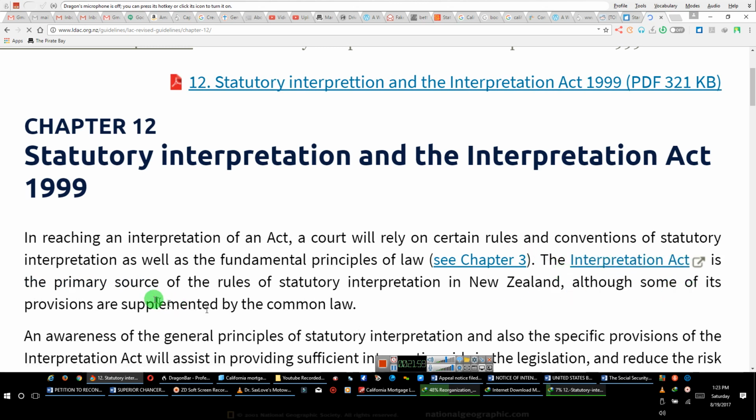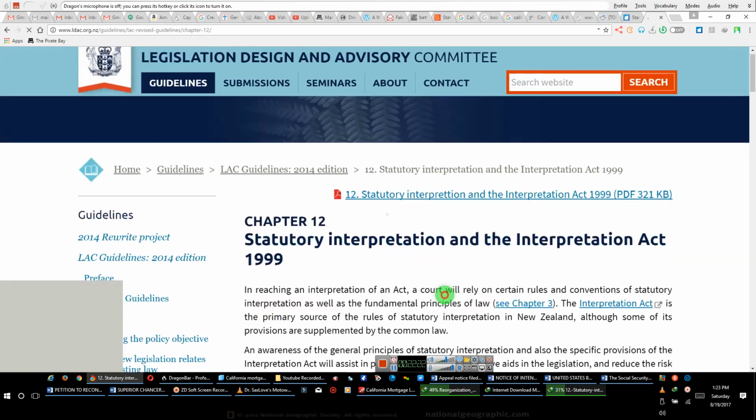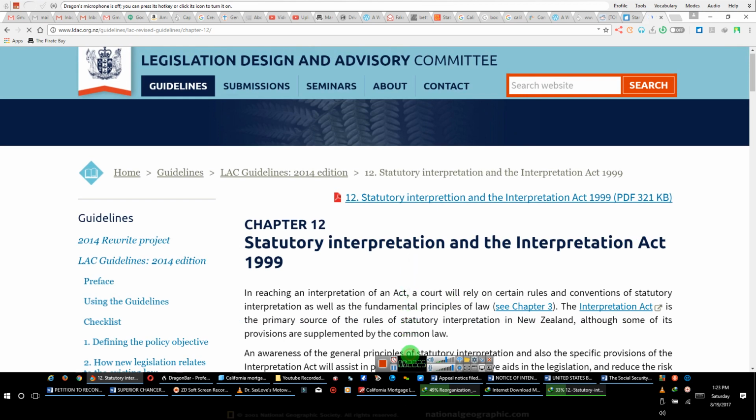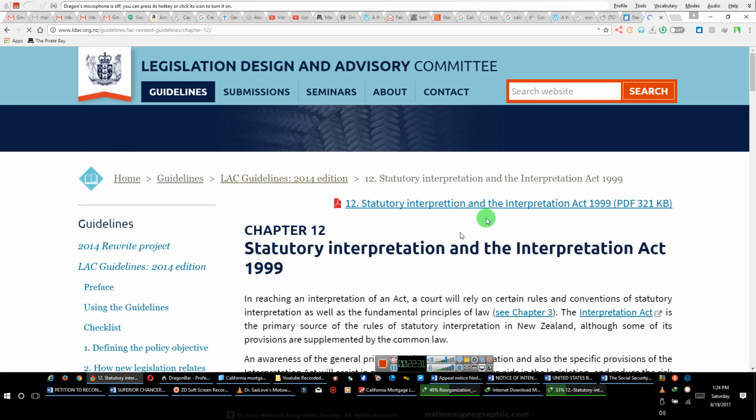All right, the Interpretation Act is the primary source of the rules of statutory interpretation in New Zealand, although some of its provisions are supplemented by common law. Ladies and gentlemen, I believe this is for New Zealand, not for the U.S. That's the problem. This is for New Zealand, but now you see that all of the countries run off of the same principles. You're going to find the very same thing for statutory interpretation in New Zealand that you find in the United States.